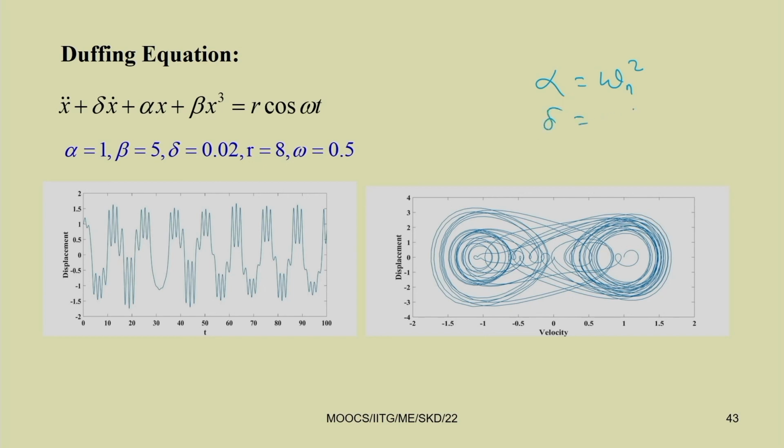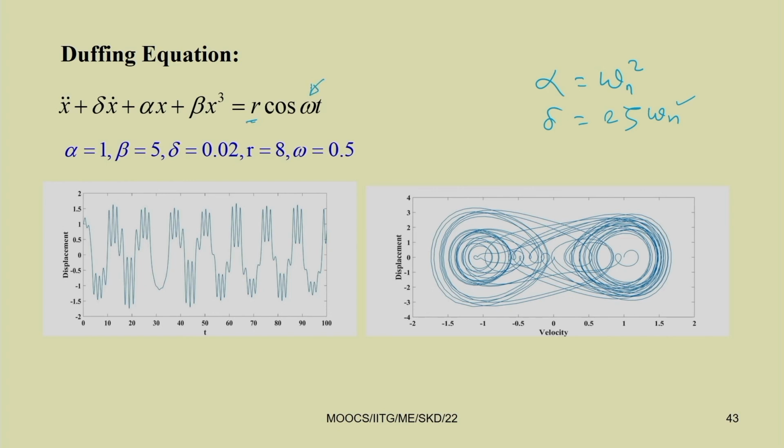So, delta is the coefficient of damping, 2 epsilon or 2 zeta omega n. If you are writing using epsilon you can write it that way, otherwise you can write it equal to 2 zeta omega n, where zeta is the damping ratio and omega n is the natural frequency of the system. Then beta x cubed is the coefficient of the cubic nonlinear term, and r cos omega t, where r is the amplitude of the forcing and omega is the frequency of the forcing.